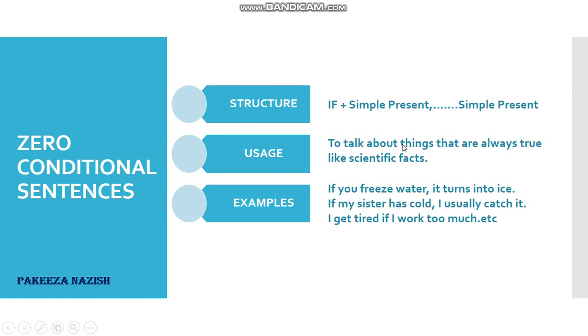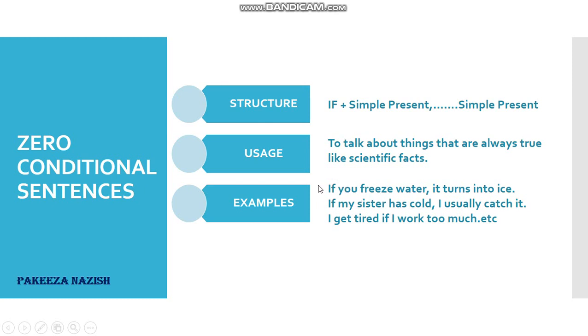The usage is to talk about the things that are always true, like scientific facts, the things which are very real, which are not imaginations, which are facts and figures. They are called the zero conditional sentences. For example, we can see some of the examples over here. If you freeze water, it turns into ice. You see, it's a fact, it's a reality, and you can see that this is if.